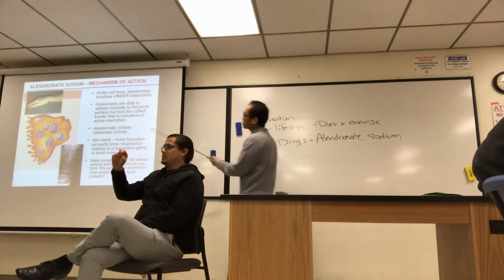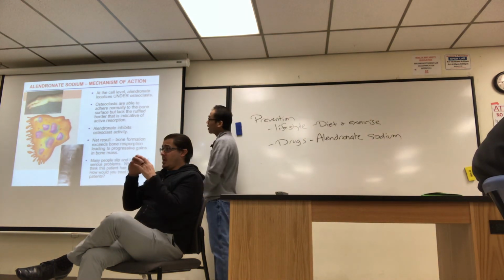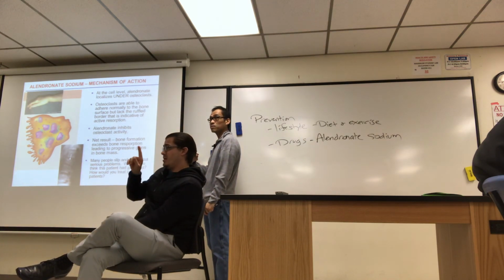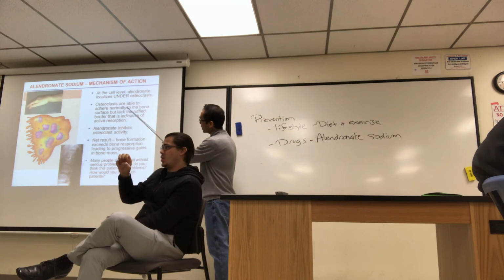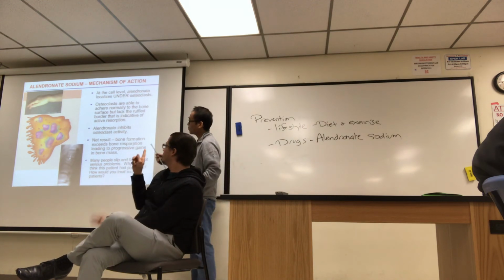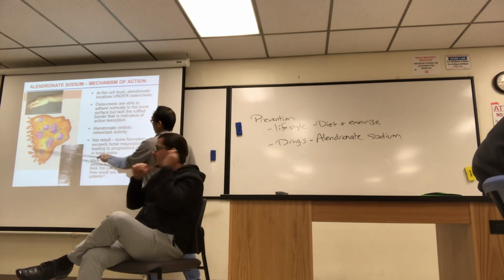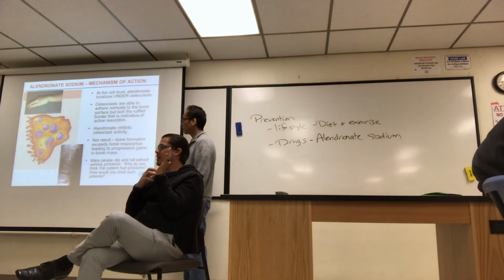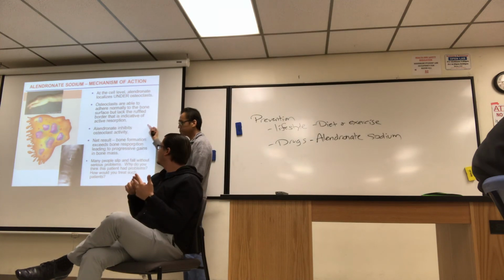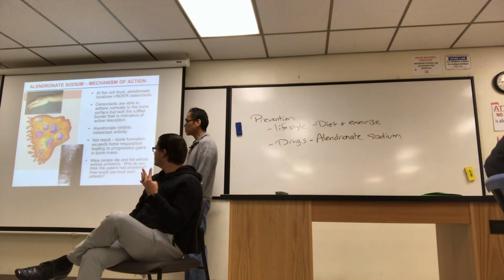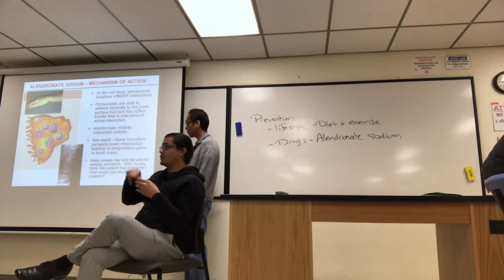At the cell level, Alendronate Sodium localizes under the osteoclast. Remember what we call that? The sealed zone? Okay. Osteoclasts are able to adhere normally to bone surface, but they lack that ruffled border that's indicative of active resorption. Alendronate inhibits osteoclast activity, basically. Okay, so that's how it works. The net result is bone formation exceeds bone resorption, leading to progressive gains in bone mass. And the results of the study definitely showed that.